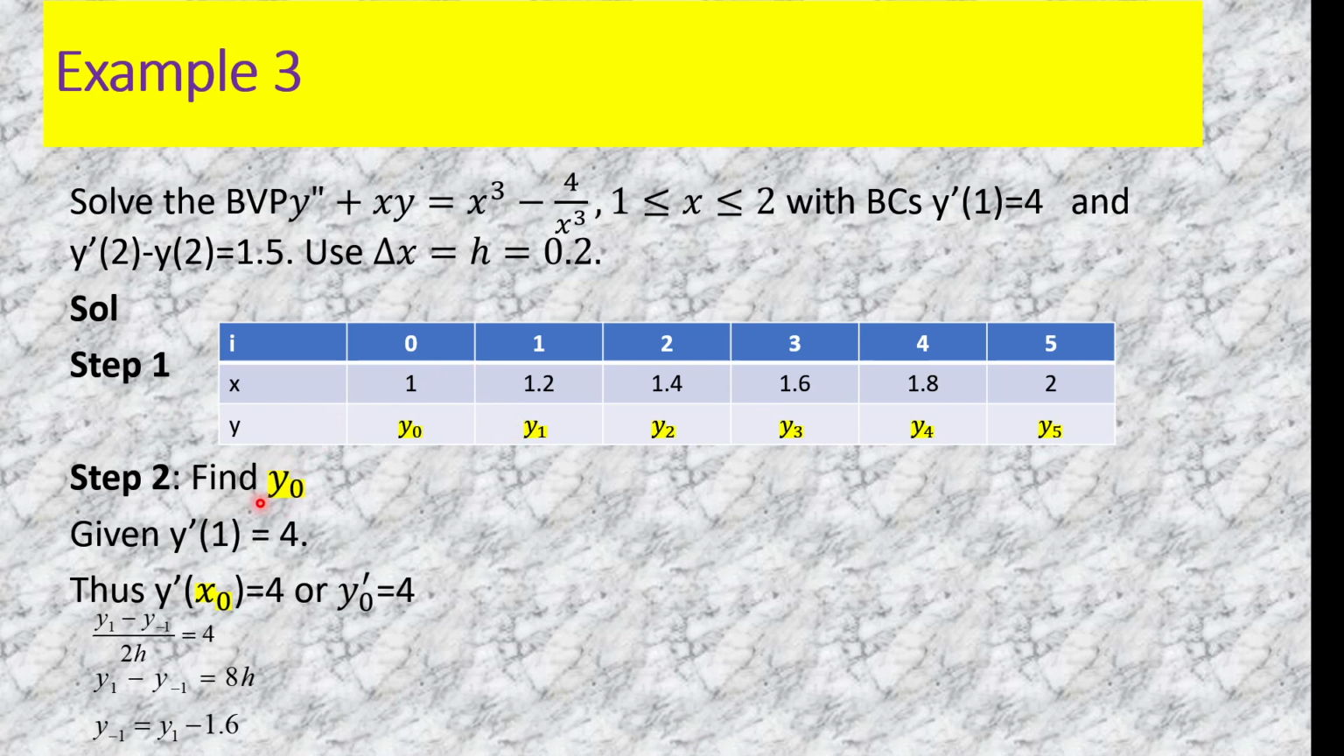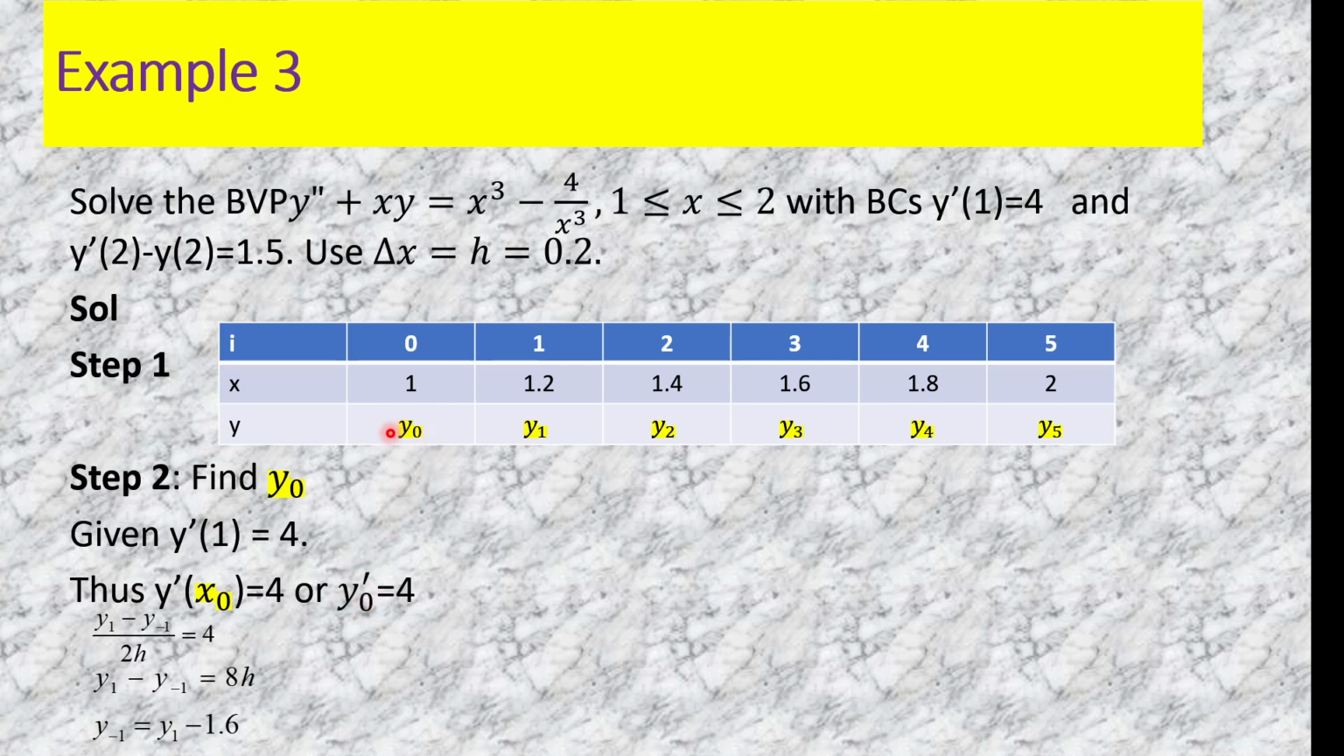Second step, you need to find y node. So given y prime 1 equal to 4, 1 is actually x node. So y prime at x node equal to 4. y prime at x naught can be simplified as y naught prime. So this notation we can write in a simpler form, which is y prime naught equal to 4. And then you find y prime naught using 3-point central.